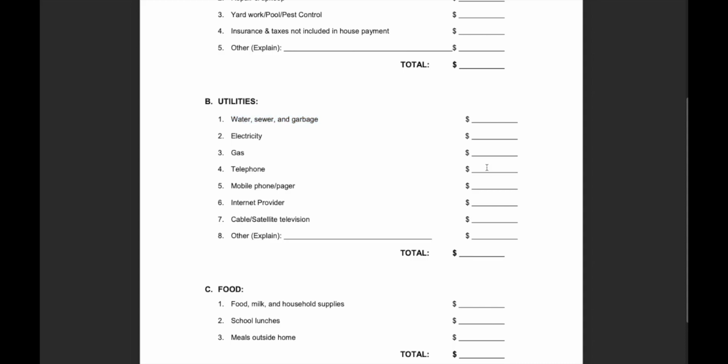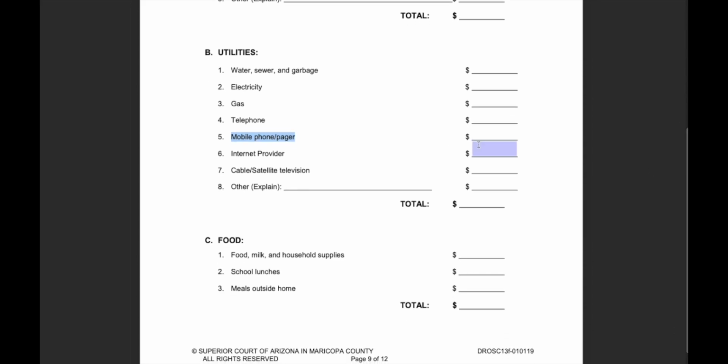Oftentimes people do not have home phones anymore, so this is going to be 0, and your mobile phone is going to be through your phone carrier, so Verizon or T-Mobile or AT&T. If you are paying for the whole monthly plan, say if your wife and kids are on this phone plan and you are paying the full bill, please indicate that amount. But if you're only paying a portion of the full monthly amount, please indicate only that portion. Your internet provider, same thing, your monthly amount here.